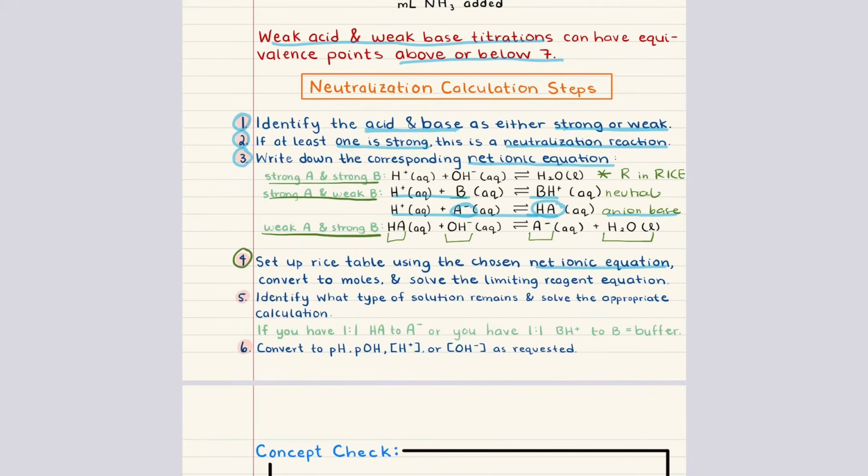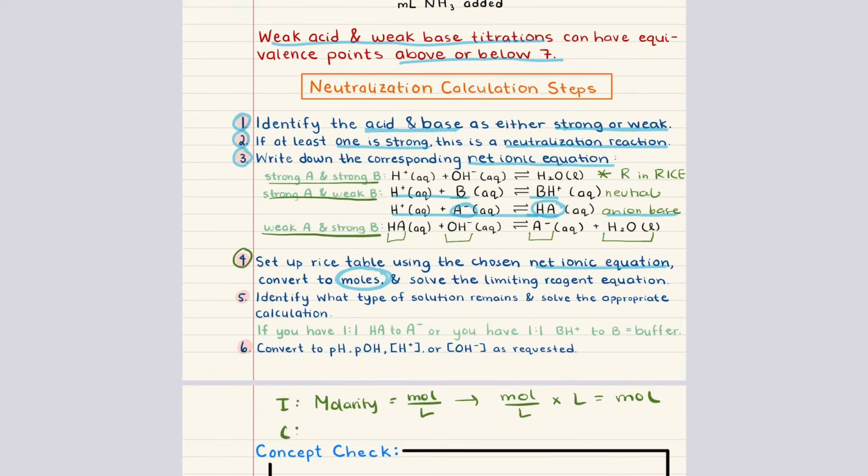From step 3, you've already written the net ionic equation in the reaction row. We are then going to set this up in moles for initial, change, and equilibrium. How do we do this? We're going to start by converting each solution to moles. We can do that by multiplying the molarity times the volume. Make sure volume is in liters. And then you're going to place those values on the initial line.